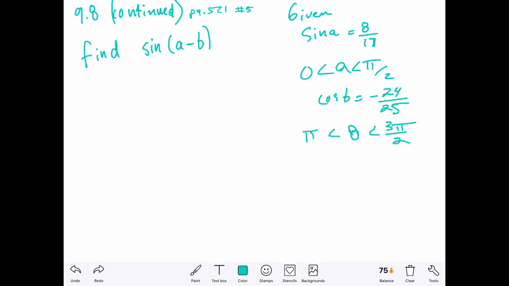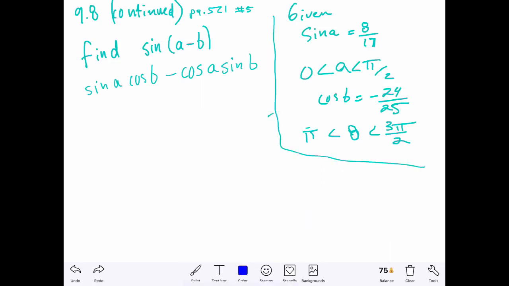Okay, sine A minus B, again, if I refer to my sum and difference formulas on 520, sine A cosine B minus cosine A sine B. Okay, so that's what I'm going to use, but then I'm given this information over here, and I want to kind of go through how we'd use that information to construct our other angles. Okay, so let's look at A.